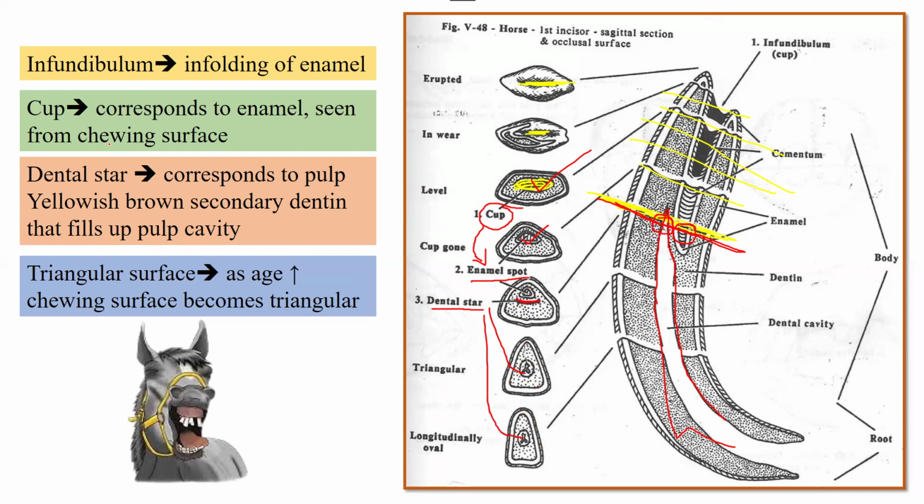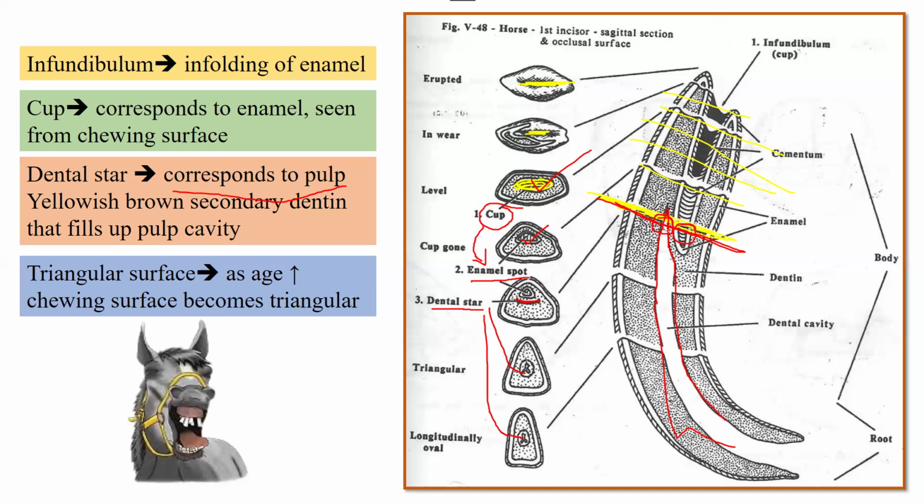So what is dental star? Dental star is something that corresponds to pulp because this pulp is being exposed. It is a yellowish brown secondary dentin that fills up the pulp cavity. And why does this dentin fill up the pulp cavity as it gets exposed? Because if pulp directly gets exposed and dentin does not fill the pulp cavity, then what will happen? We have studied in our previous lectures that the pulp cavity is very sensitive. It has blood vessels, nerves, and lymphatic vessels. So this is a very sensitive area. If it is exposed and dentine does not fill this cavity, this will be painful.